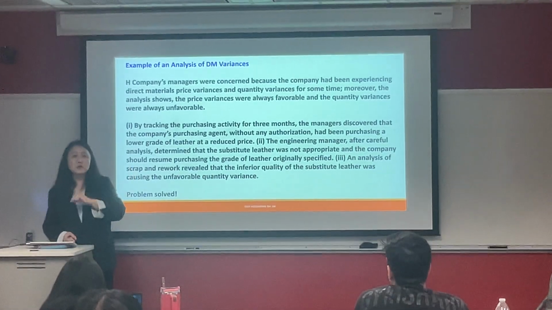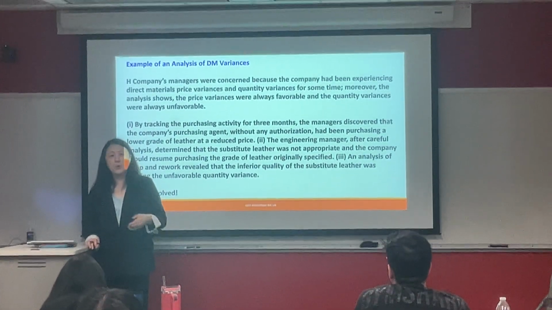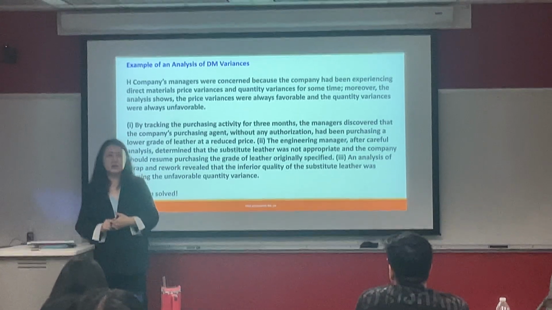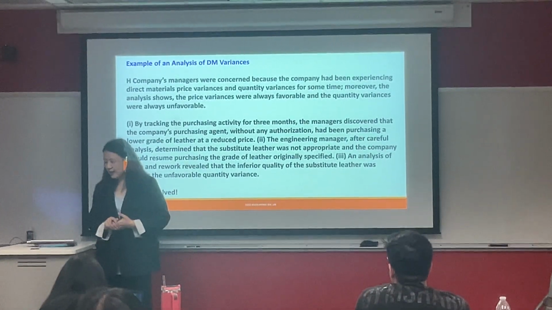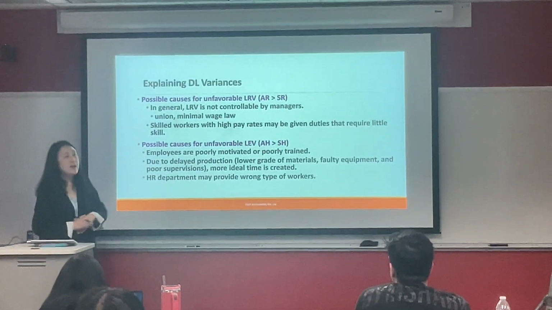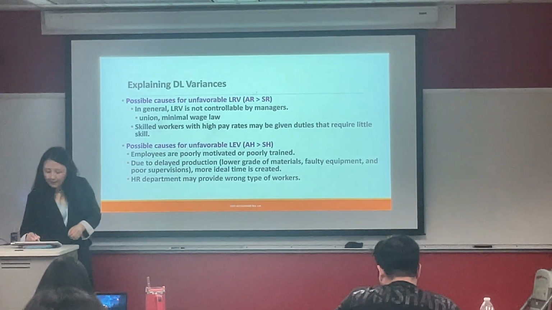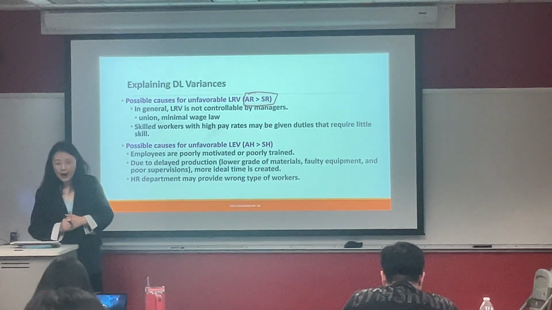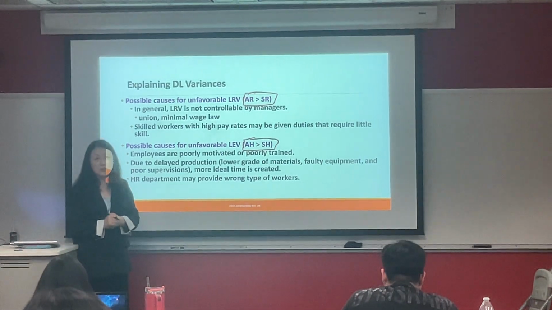But then that actually leads to more errors or more spoiled units, so you have to redo a lot of things, and then the quantity variance will go up. So you have to pay attention. Now, for direct labor, we are talking about actual rate higher than standard rate, or actual hours higher than standard hours.